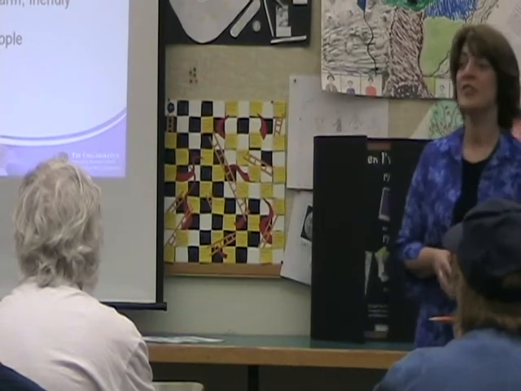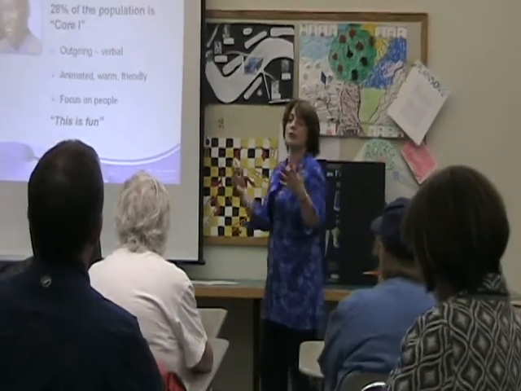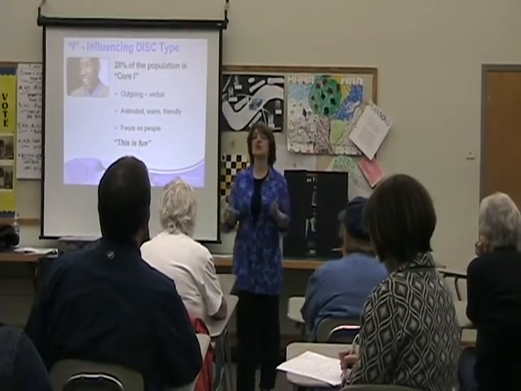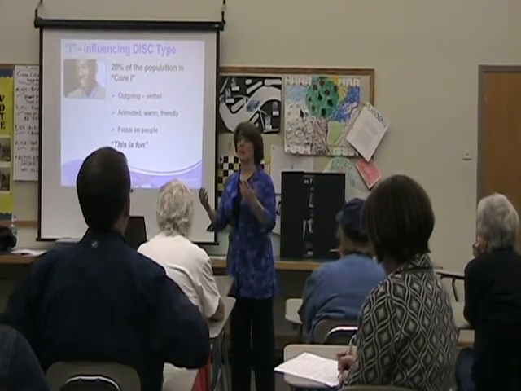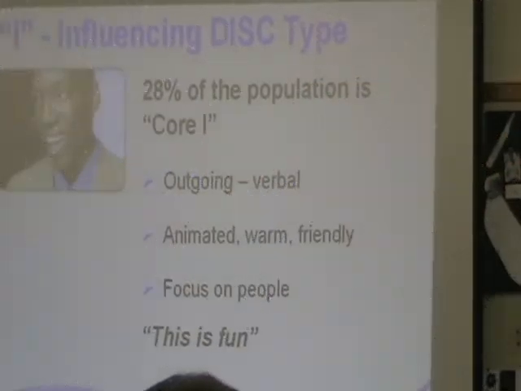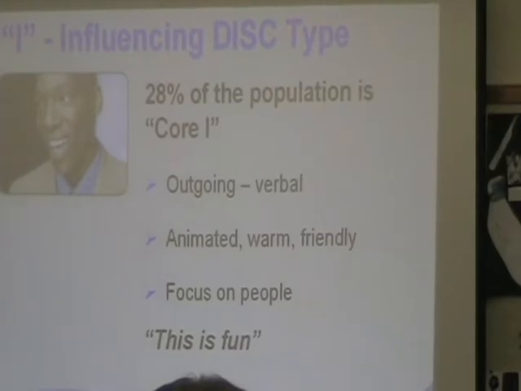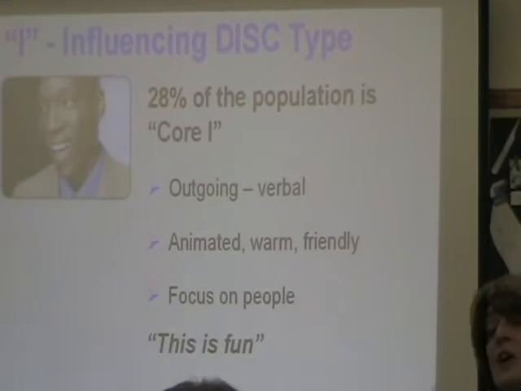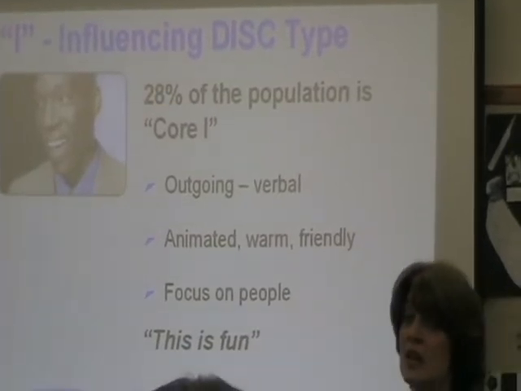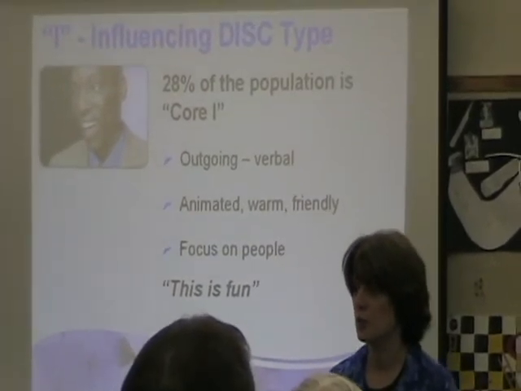Now, 28% of the population is core I. These are your outgoing, verbal, friendly, charming, engaging kinds of people. They'll smile a lot, they'll ask you about your weekend, they want to talk, they're optimistic, things are going to get better. Well, if I'm not that style, you're doing that, I think you're a little too glib and overly friendly for my taste. But if I'm not high on the scale, you perceive me as unfriendly and uninteresting. And it's not, it's just that I'm not very verbal.